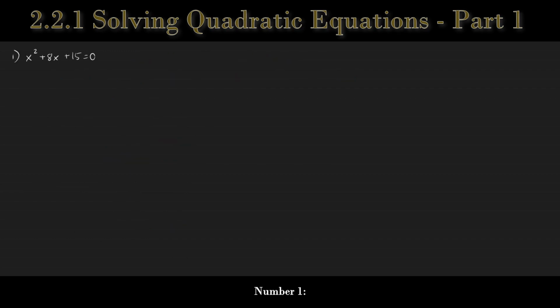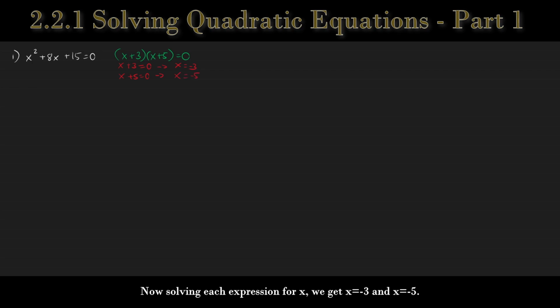Number 1. x squared plus 8x plus 15 equals 0. We have a simple quadratic equation similar to the one we just solved. Let's factor the left-hand side first. x plus 3 times x plus 5 equals 0. Now solving each expression for x, we get x equals negative 3 and x equals negative 5.